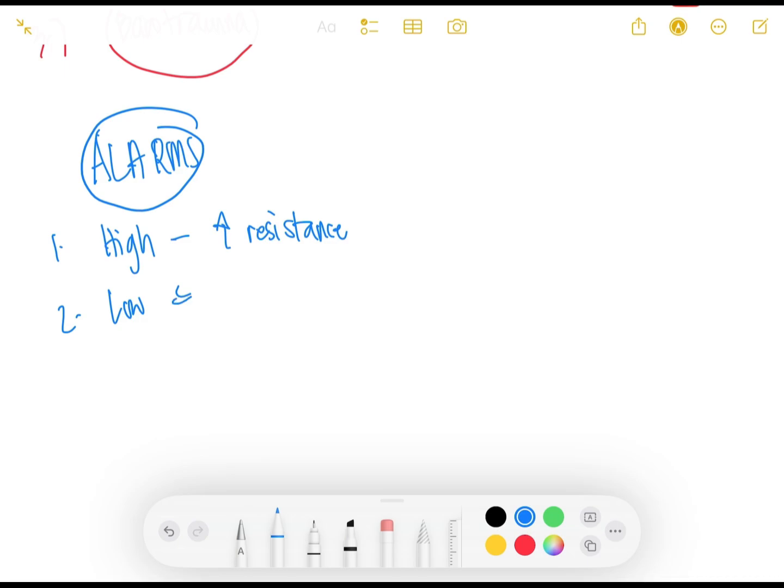Okay, pag low naman, okay, there is decreased resistance. Okay, mababa ang pressure sa loob ng tubo. What are the most common causes of low pressure alarm? Pwedeng air leak. Okay? Kasi, instead na yung pressure nasa loob lang ng tubo, okay, lumalabas siya sa tubo. Kaya bumababa yung pressure sa loob ng tubo. What else? Disconnection. Pwedeng disconnection. So, there are two types of alarms. You have high pressure alarm, okay, and then you have low pressure alarm.